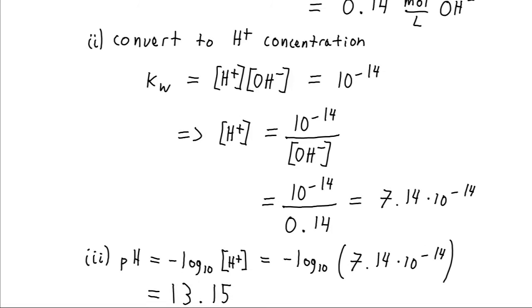Now just a logical check on our work here. Calcium hydroxide is a base, so we expect to get a basic pH, one that's greater than 7. And in this case, we certainly do. We have a very basic system of 13.15. So that's a reasonable check that we haven't messed something up.